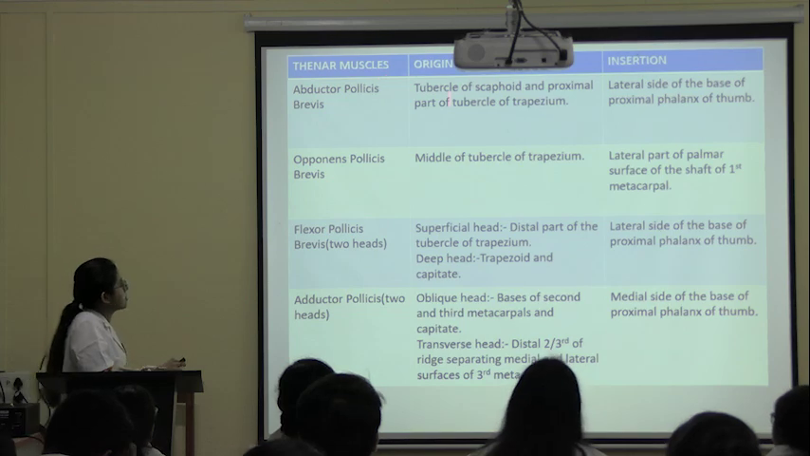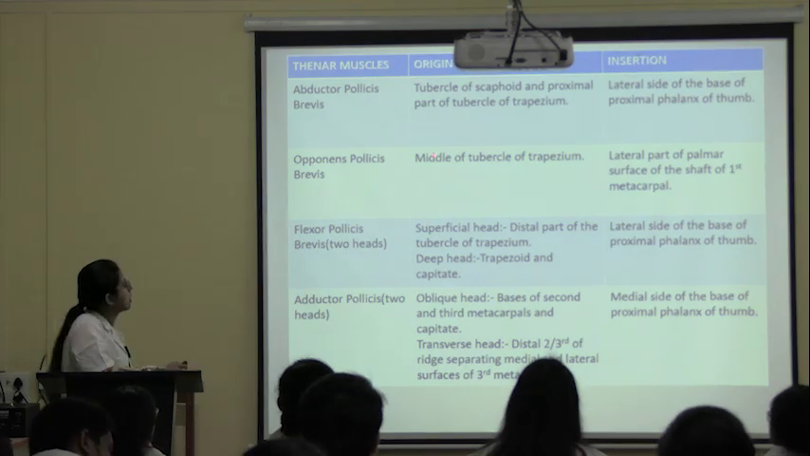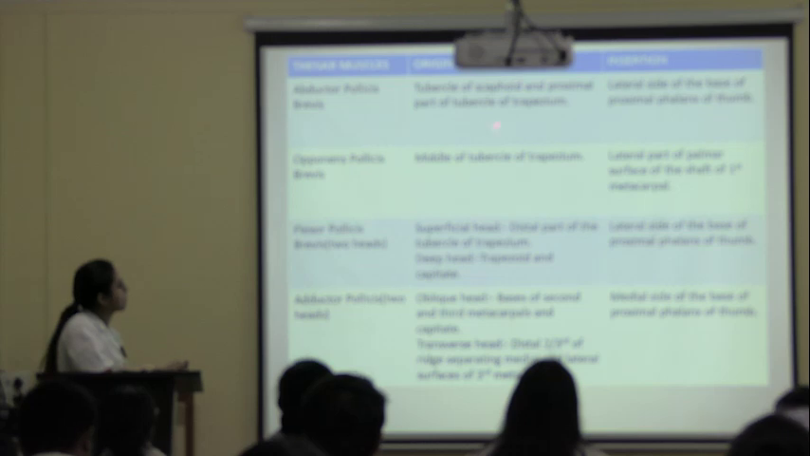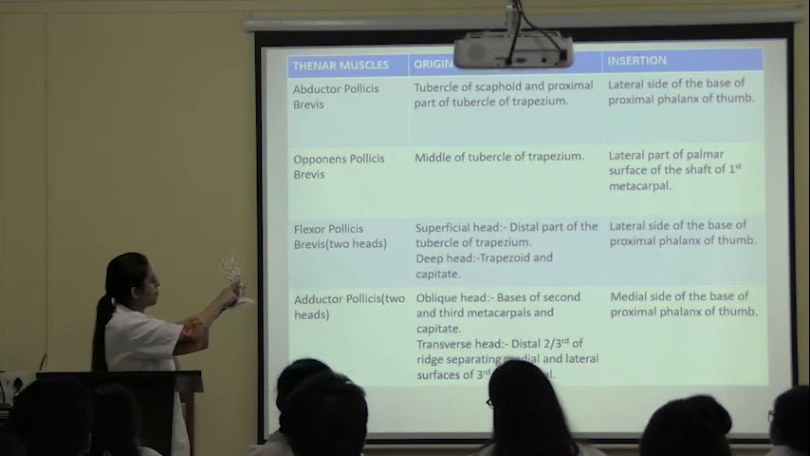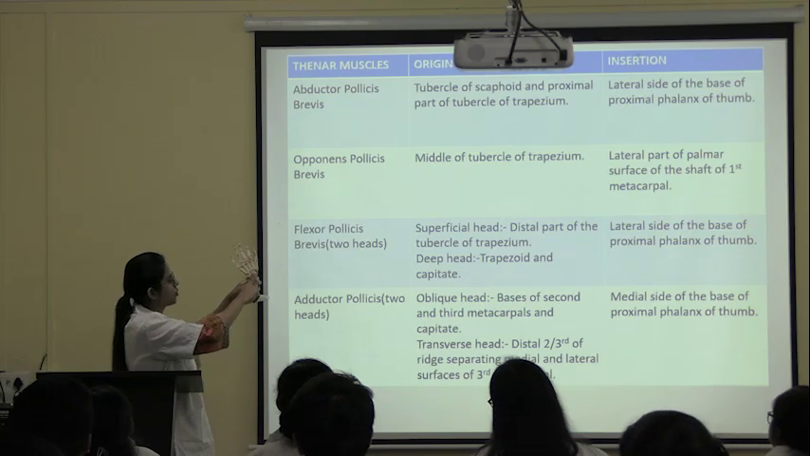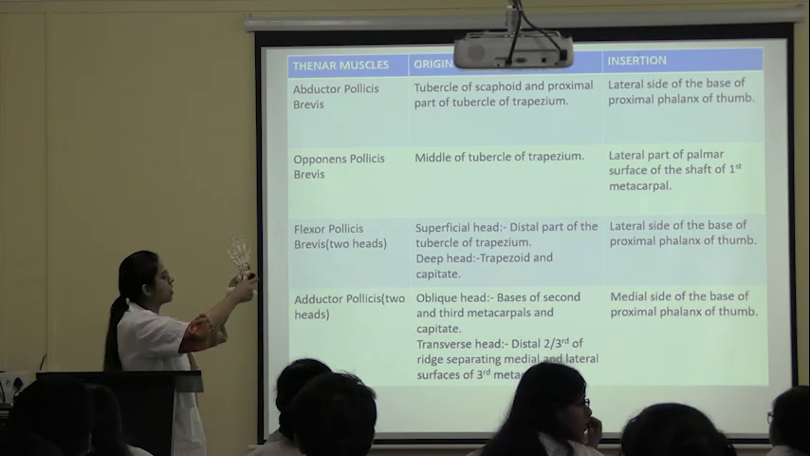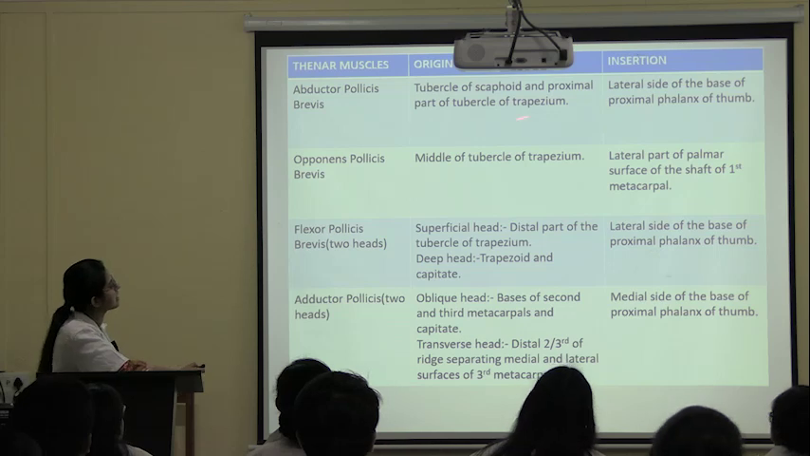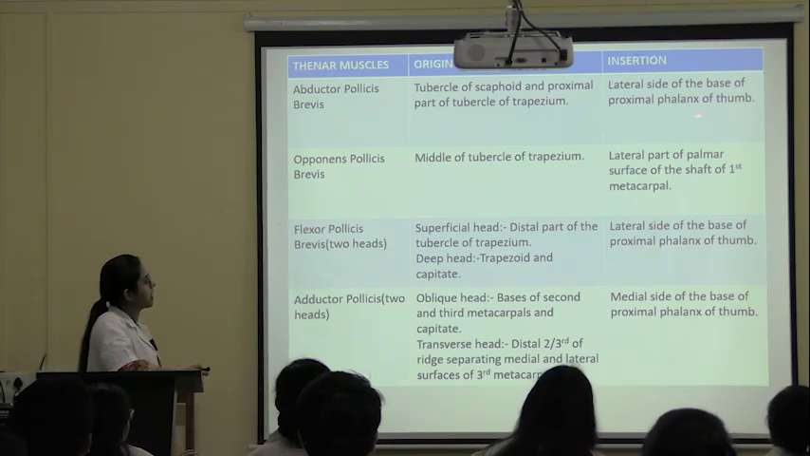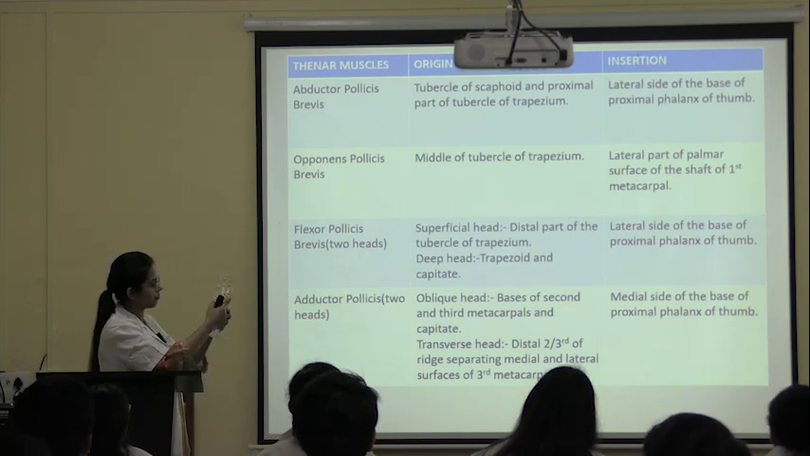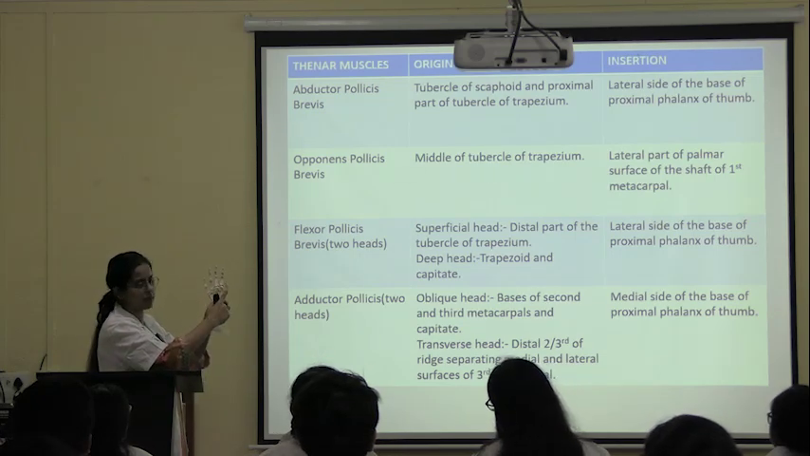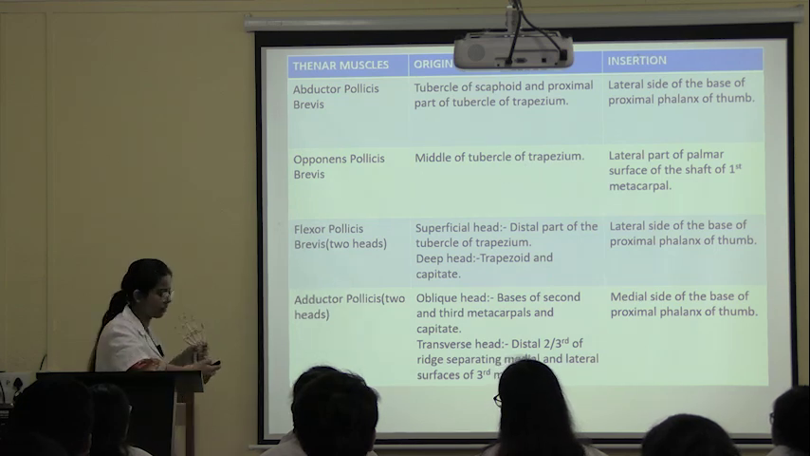Abductor pollicis brevis originates from the tubercle of scaphoid and the proximal part of the tubercle of trapezium. So this is the tubercle of scaphoid and this is the tubercle of trapezium. It originates from here and is inserted in the lateral side of the base of the proximal phalanx of the thumb. So this is the lateral side, this is the proximal phalanx.